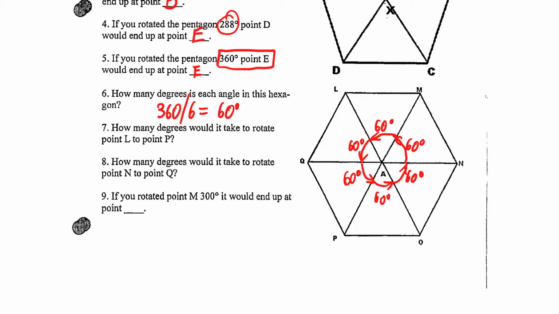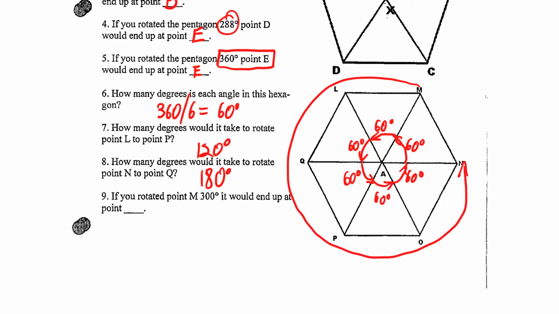Okay, so how many degrees would it take to rotate point L to point P? It'd take both of those, so it'd take 120 degrees to get there. Okay, how many degrees would it take to rotate N to point Q? It'd take a 180 degree rotation. Okay, number 9, if you rotated point M 300 degrees, where would that put you? Remember, you go this way, so it puts you right there. So it puts you at point N.